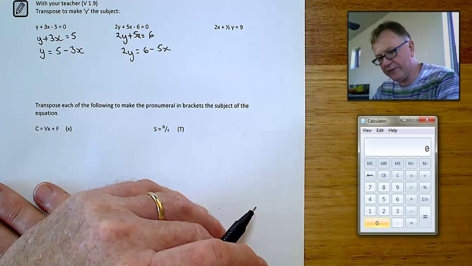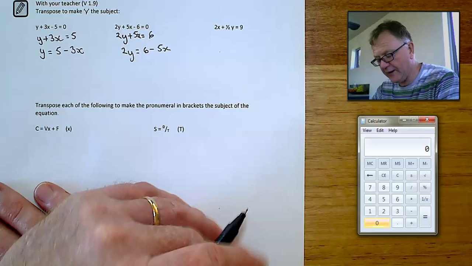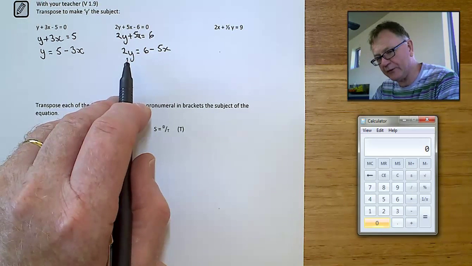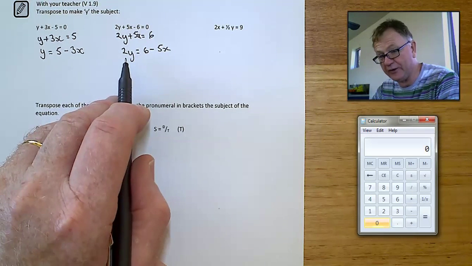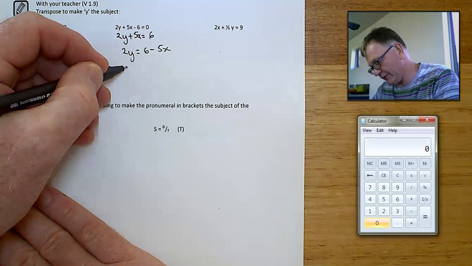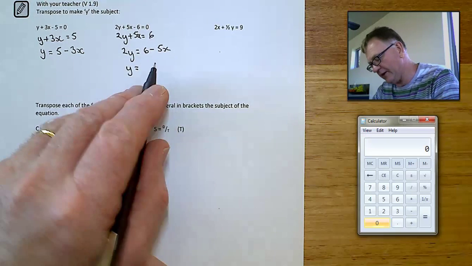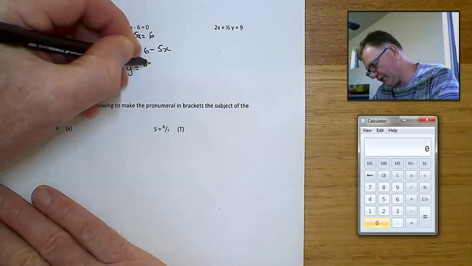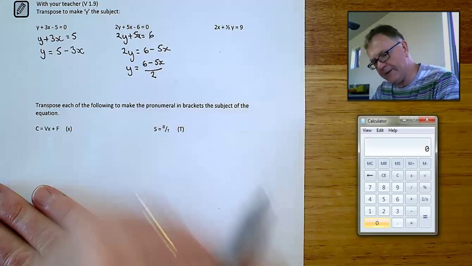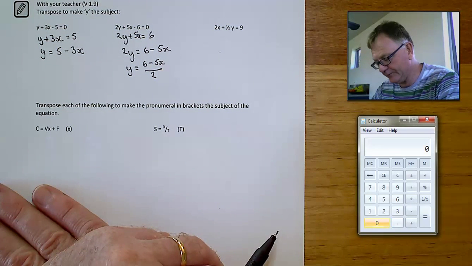Now I don't want to have 2y, I want to have just 1y. At the moment that's 2 multiplied by y, so I want to do the opposite of multiplying, which is dividing. If I divide this side by 2, I will be left with just y, but I've also got to divide this side by 2 over here. I think I'll just write it like this, 6 minus 5x divided by 2. That's been transposed. Y is the subject of the equation.